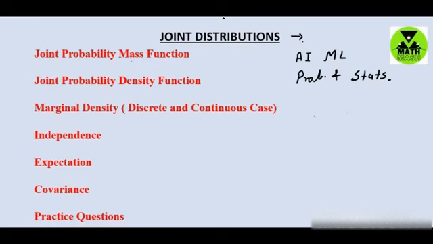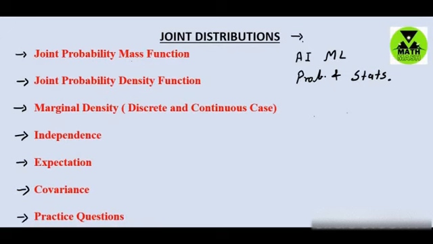In this video, we are going to cover the topic joint probability mass function, density function, marginal density, condition for independence, how to check whether two random variables are independent or not, the expected value, covariance between two random variables, and at the end of the video, I'll give you two questions for practice.